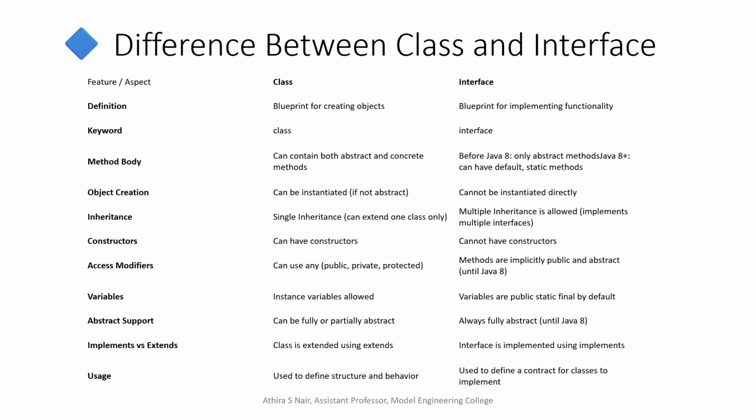In a class, instance variables are allowed, but in an interface, variables are public, static, final by default. A class can be fully or partially abstract, but an interface is always fully abstract. A class is extended using the extends keyword because we are using inheritance here, but an interface is implemented, so we use the implements keyword. A class defines the structure and behavior, but an interface defines a contract for classes to implement.